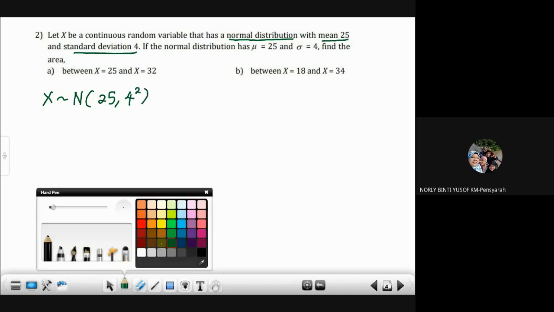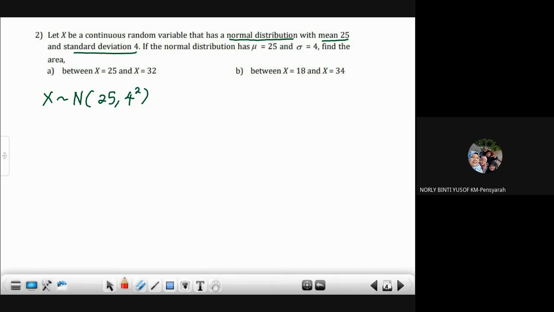Okay. Setiap kali baca soalan, tulislah distribution dia. Sebab sekarang kita dah ada 3 kan. Mula-mula binomial, Poisson dan now normal. So N lah kat sini, N huruf besar. And then, tengok pada soalan, sama. Dia pun dah bagi dalam bentuk notation pun dia dah bagi. And then find the area.